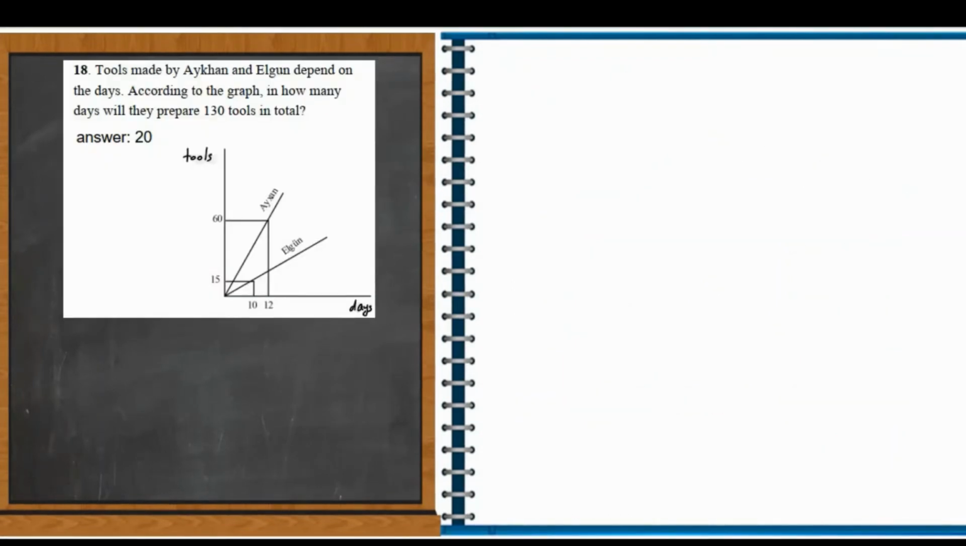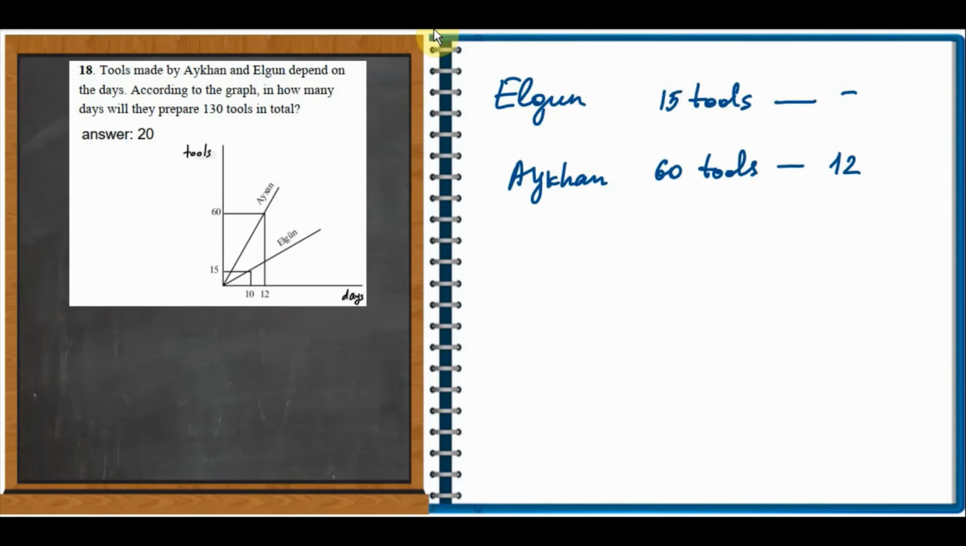Number 18. In number 18, we are given a graph. Tools made by Ayhan and Ergün depend on the days. According to the graph, in how many days will they prepare 130 tools in total? Right. So be careful when you take data from the graph. Now, after how many days will they prepare 130 tools in total?